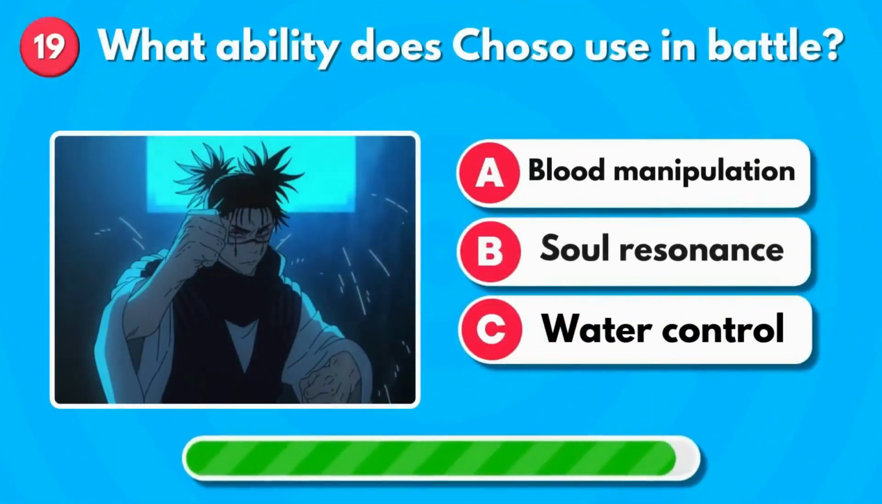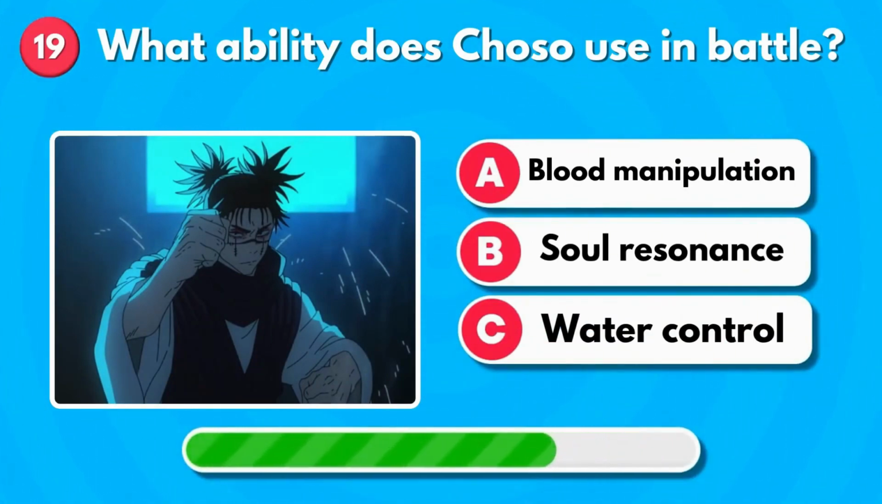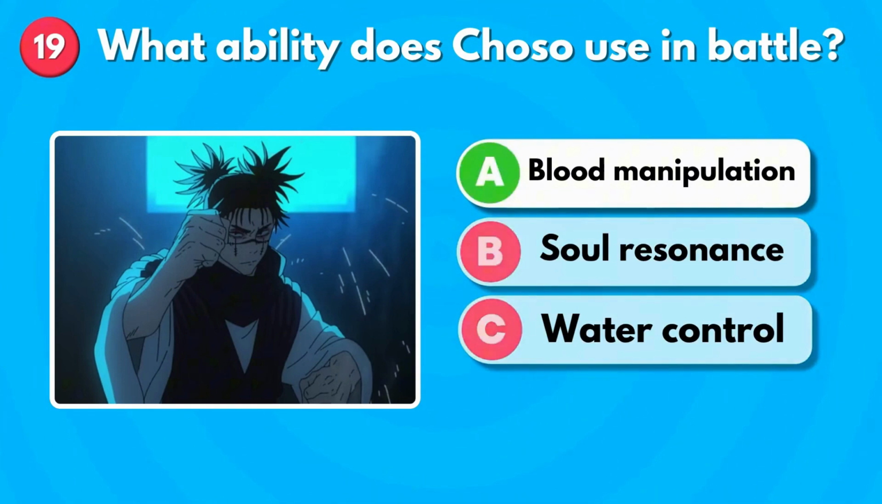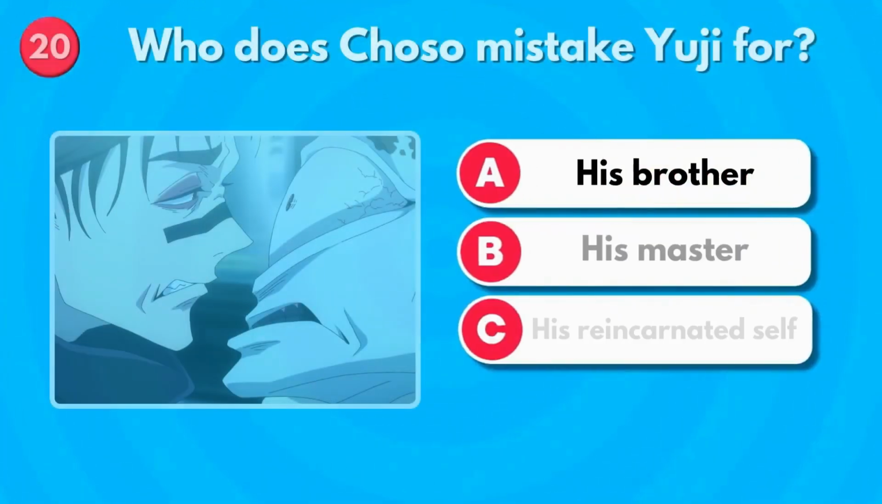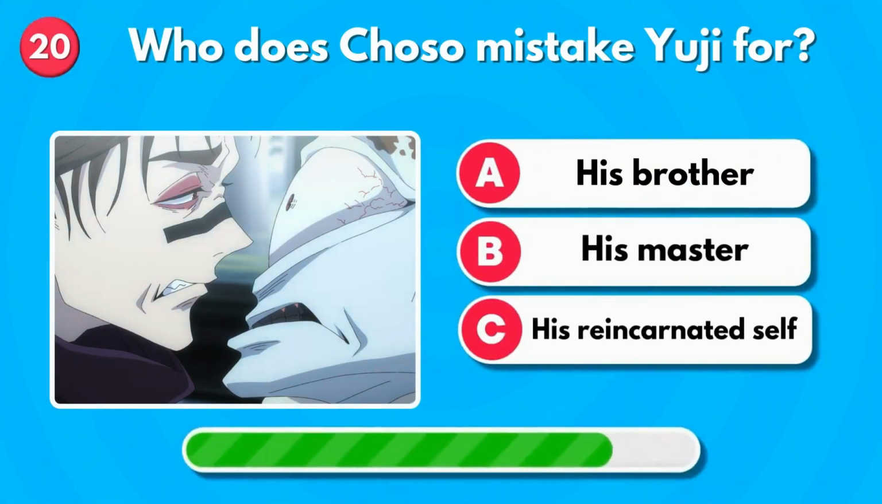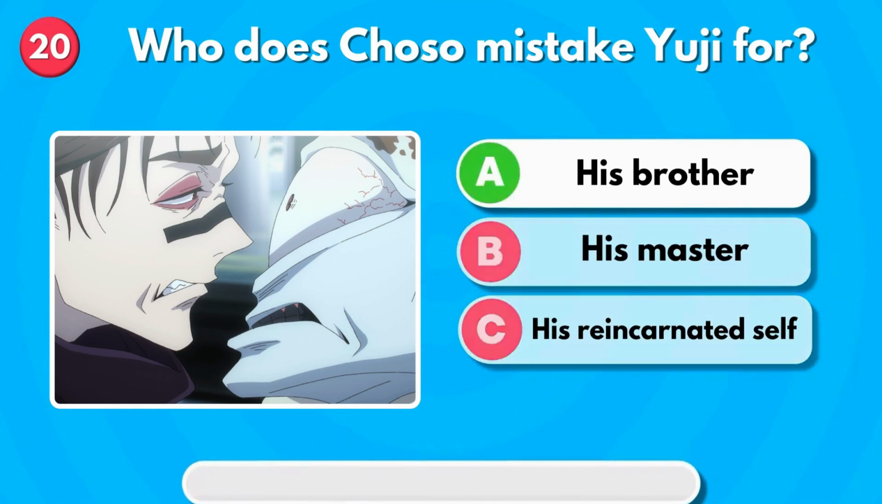What ability does Choso use in battle? Blood manipulation. Who does Choso mistake Yuji for? His brother.